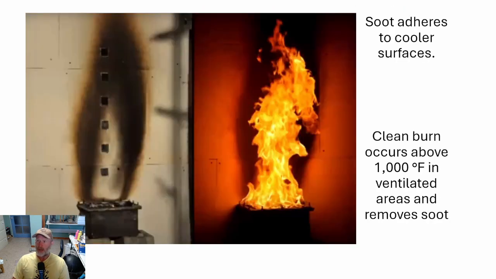So here's an example of how it actually worked. What you can see is this clean burn area in the middle where the temperature was higher, surrounded by the sooty deposition. So what happens in fires is that when you have fire above 1,000 degrees Fahrenheit, when there's ample oxygen, it'll produce clean burn, and it actually can burn off existing soot that is on walls. So soot adheres to cooler surfaces. Soot burns away from hotter surfaces.